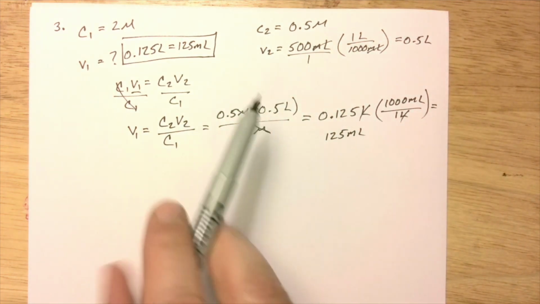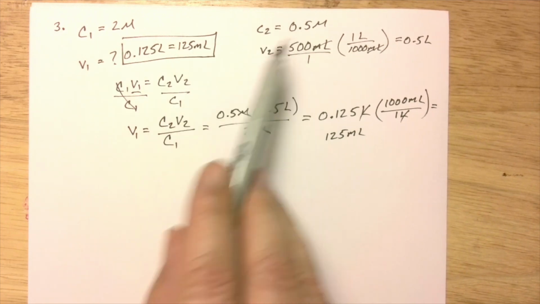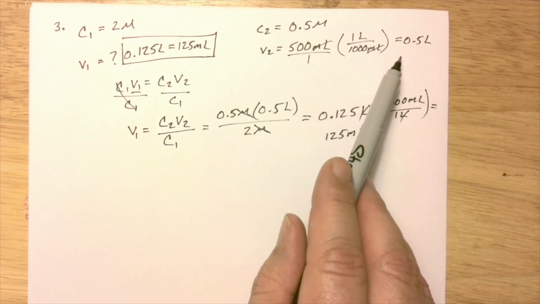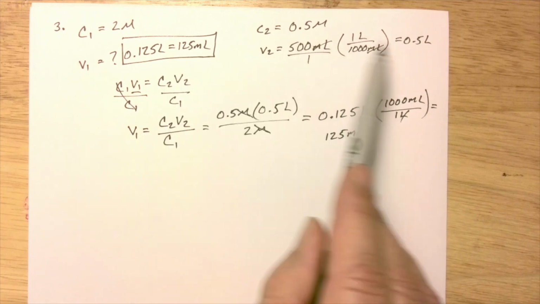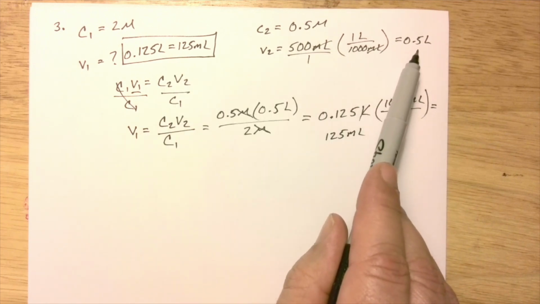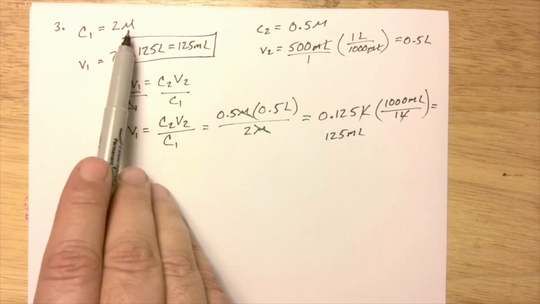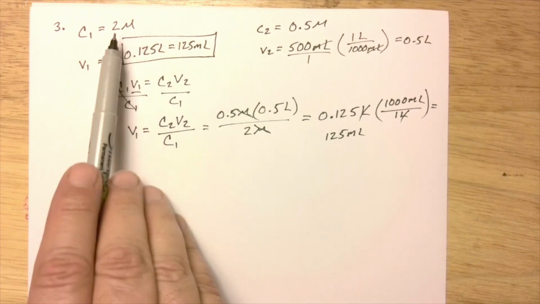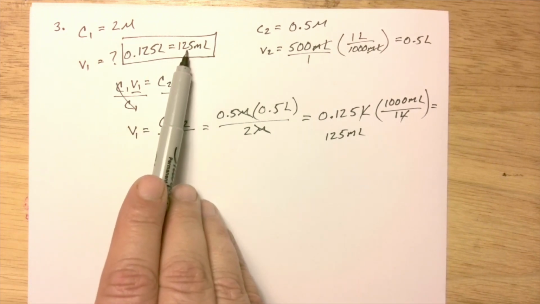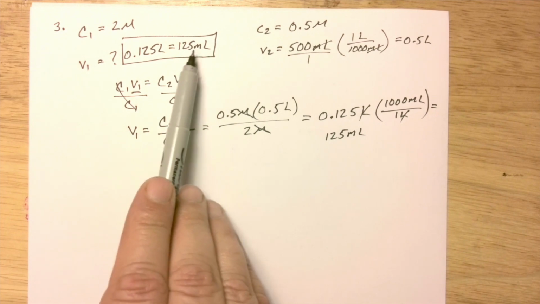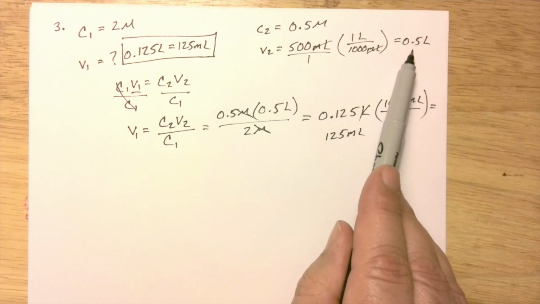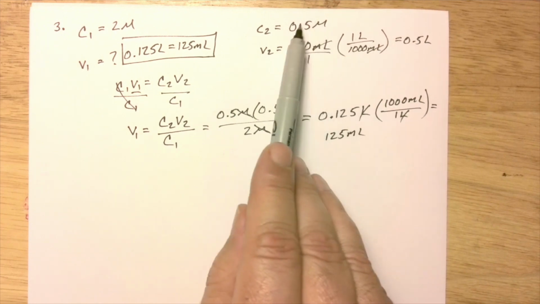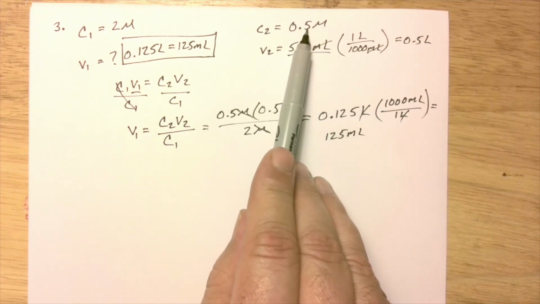So again, if you notice, your concentration went down, but your volume went up. So in order to make 0.5 molar and have 0.5 liters, if I have a 2 molar solution, I need to first take out 125 milliliters. And then once I pour out 125 milliliters of it, I want to bring the volume up to 0.5 liters to give me a 0.5 molar concentration.